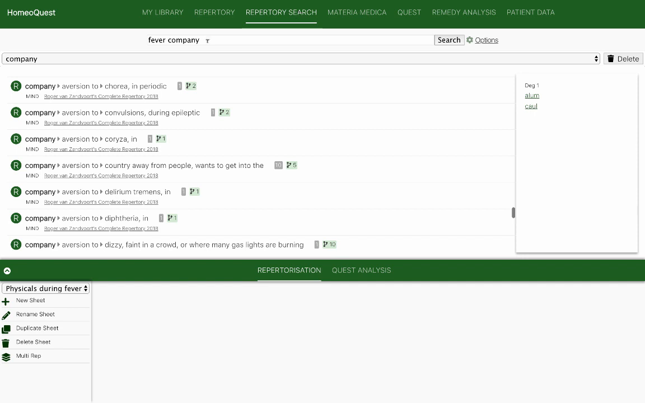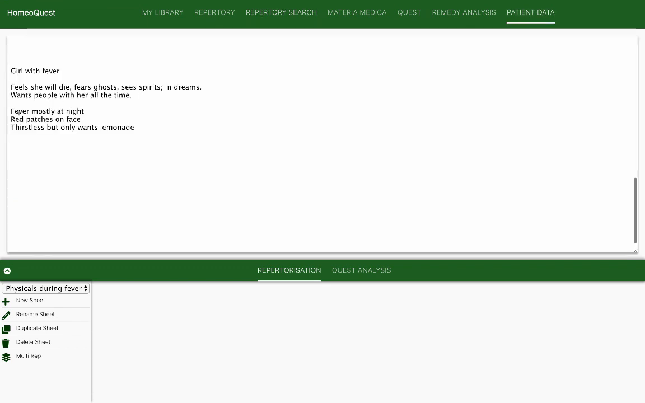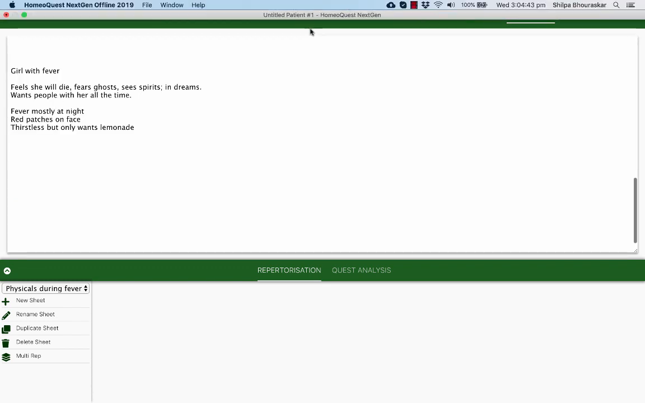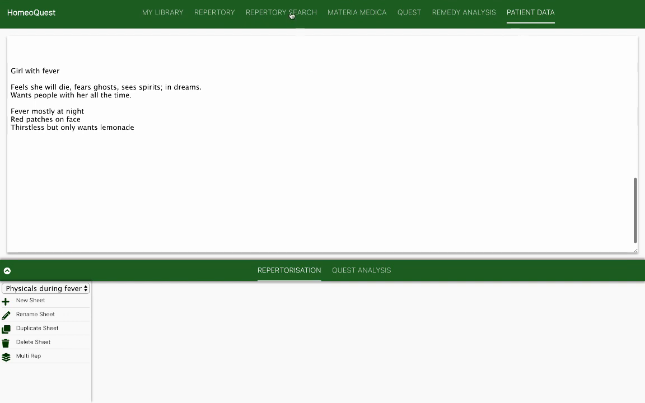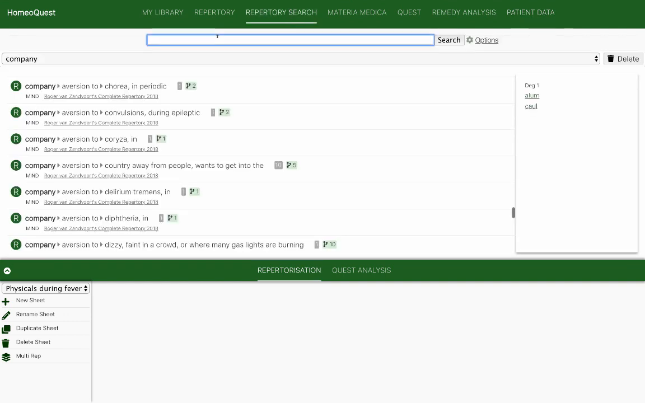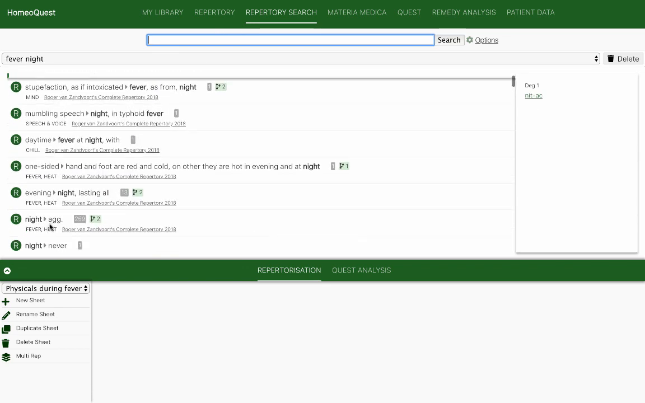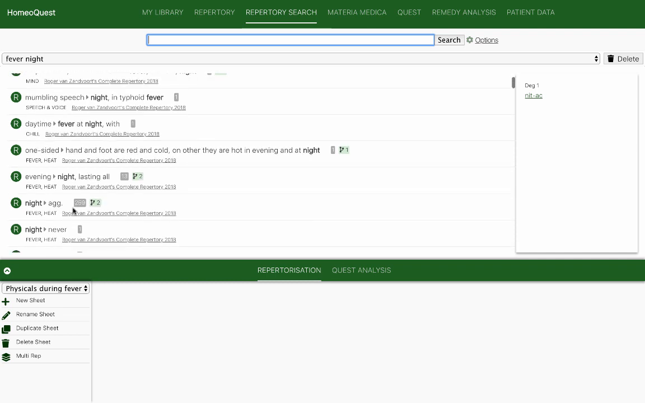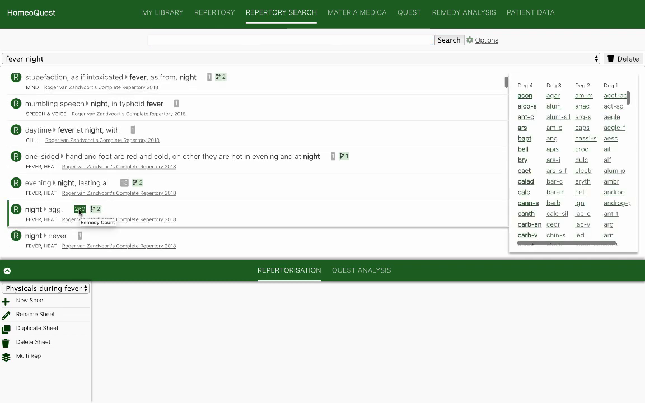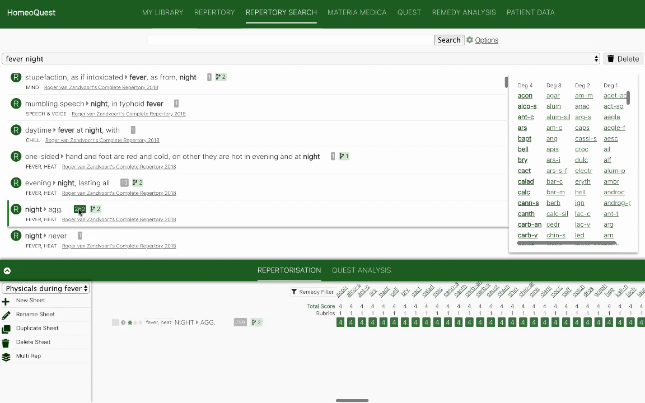So let's look at the new set of rubrics. What do we have here? She has fever mostly at night. If you look at fever night, let's check what symptoms you have. Fever night aggravates, you have 259. It's a good big rubric. I don't have any problem, we'll just use it as it is. All right. Fever at night.